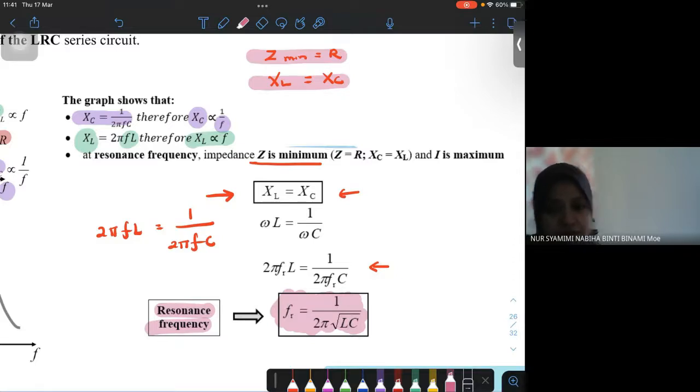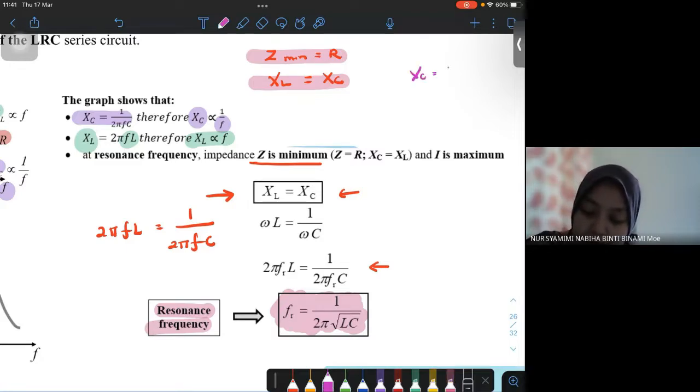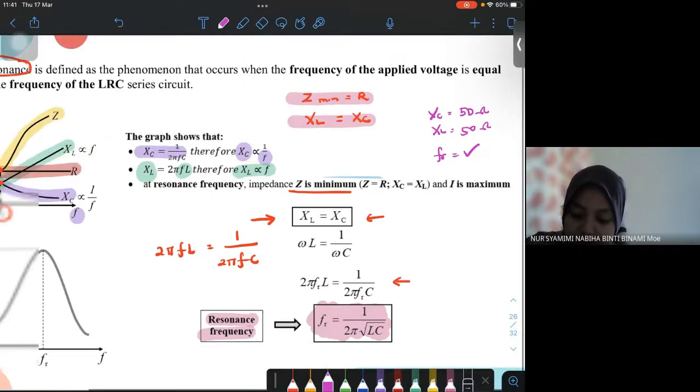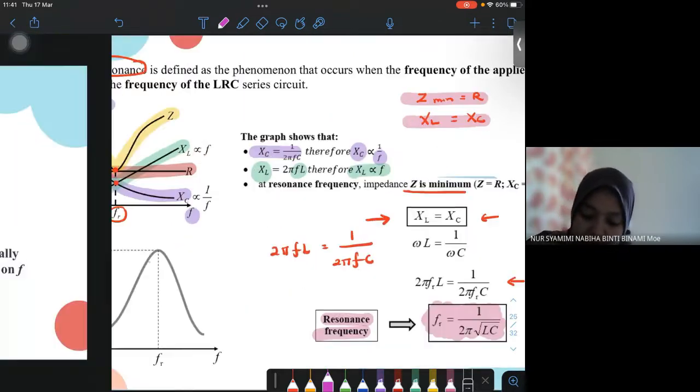Okay, pernah satu soalan, dia pernah tanya adakah circuit itu ada resonant frequency, tapi dia bagi nilai. So, you kena kira dahulu. So, contoh you kira nilai XC sama dengan 50 ohm. You kira nilai XL sama dengan 50 ohm juga. So, bila XC sama dengan nilai XL, yes, resonance frequency boleh terjadi. Okay, dan graph untuk resonance frequency ialah this graph.